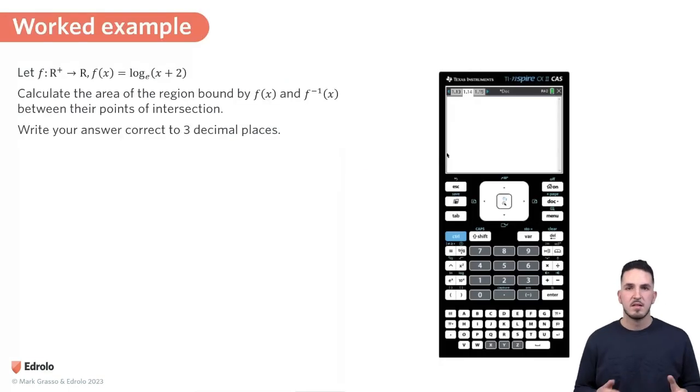So let f be defined for all real positive numbers where f of x equals log e of x plus 2. Calculate the area of the region bound by f of x and its inverse between their points of intersection. So in this case, what we can do whenever we first need to find the inverse function. And again, we can do this all in our CAS. To find the inverse function, we normally swap x and y.